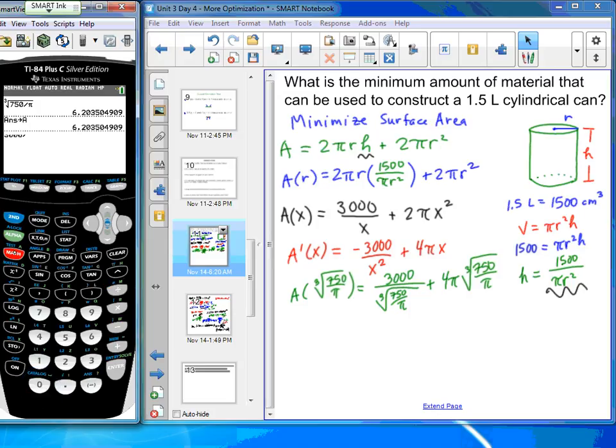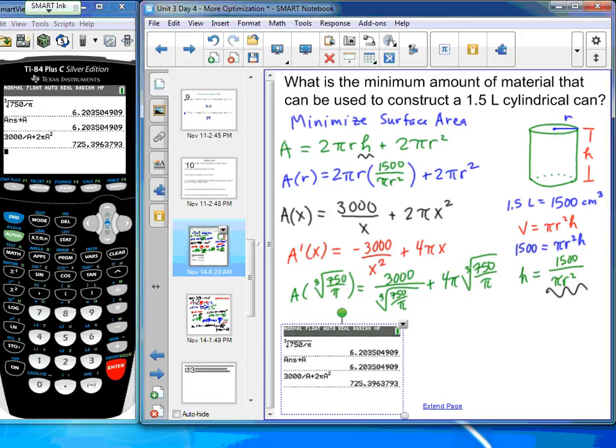So my area then would be given by 3,000 over critical value plus 2 pi critical value squared. Is that right? So it looks like the least amount of material that can be used is about 725.396. What would the label on that be? Square centimeters. Awesome. Good job, you guys.